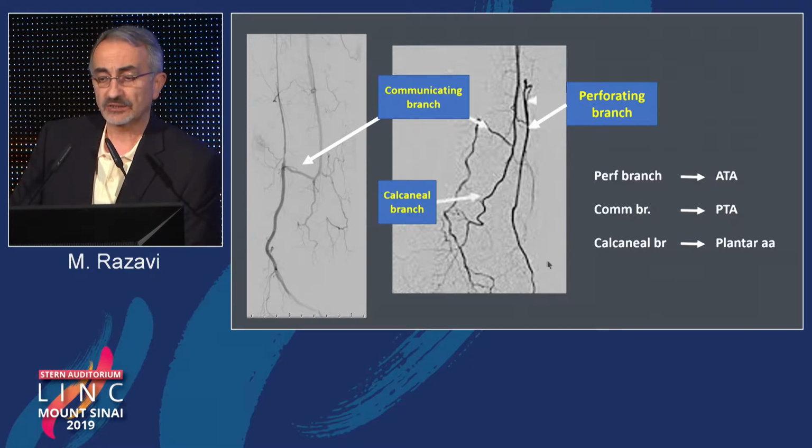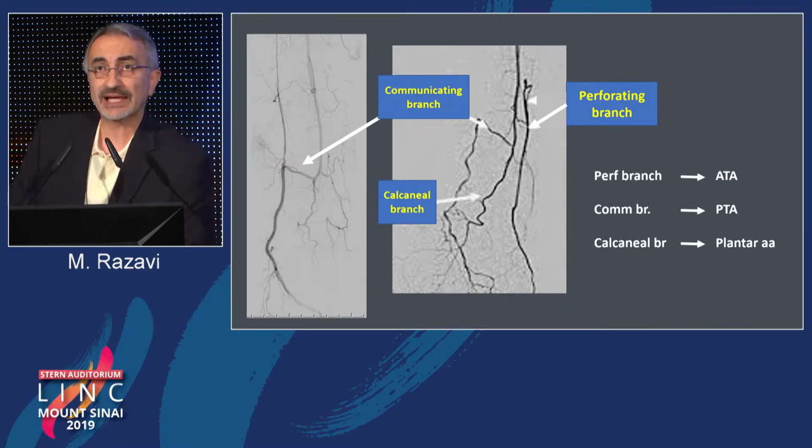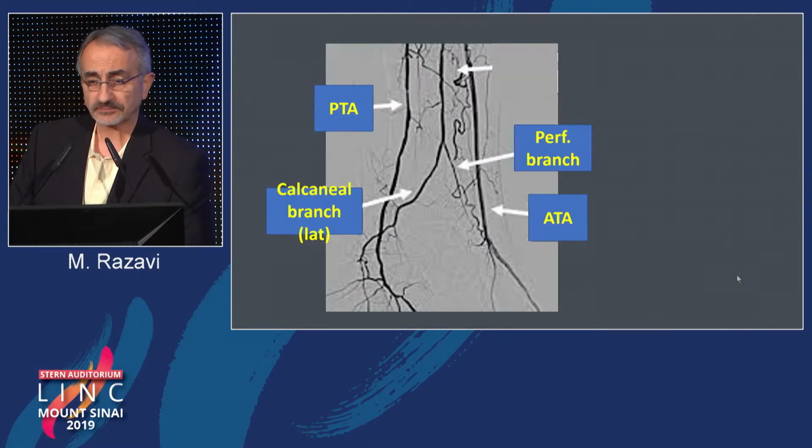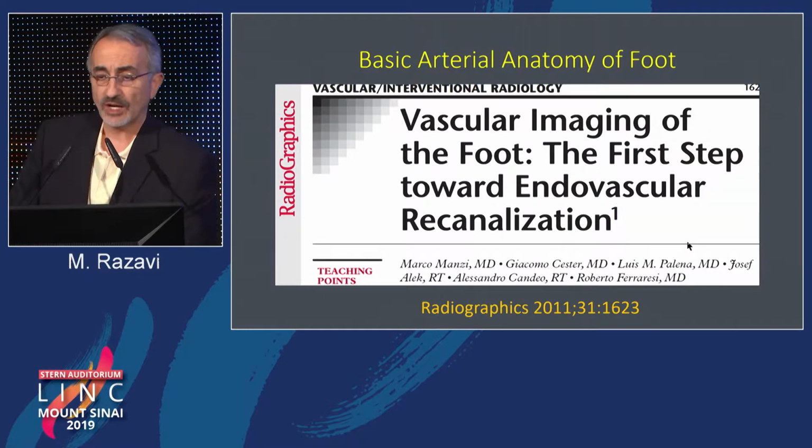And then the calcaneal branch, as I mentioned, is from the peroneal artery, mostly lateral, and from the plantar artery is mostly medial. So here's, again, the lateral branch and the perforating branch and the anterior tibial artery, as we talked about. There are variations in this anatomy that would play a role in patients with critical limb ischemia, so you have to be aware of these connections.